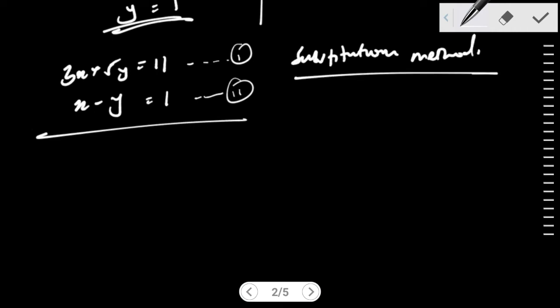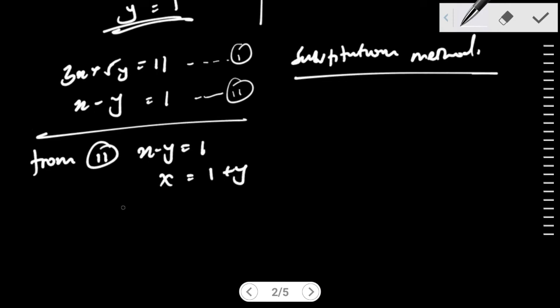So by substitution, I'm going to choose one of the equations. Let me choose equation 2. From equation 2, you find that x minus y is giving me a 1, and therefore let me make x the subject. Therefore x would be equal to 1 plus y.